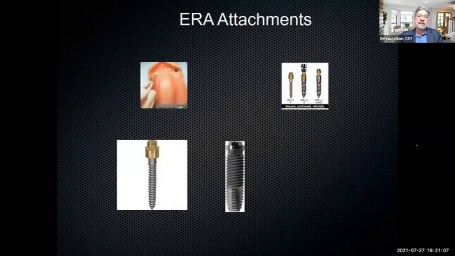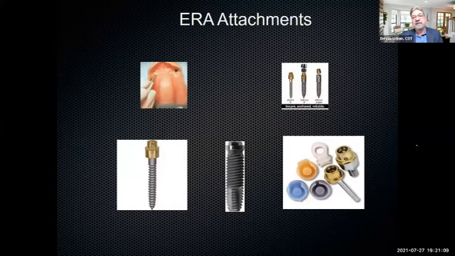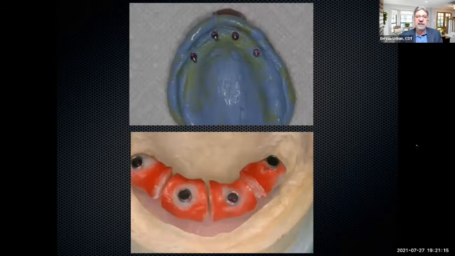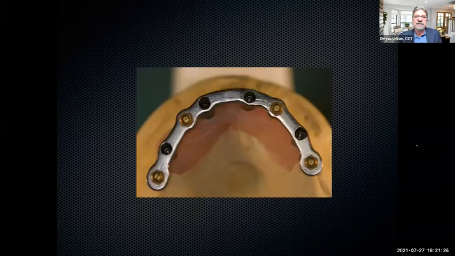Another popular attachment out on the market, it's been out for many, many years, and we still use them quite a bit, is the ERA attachments. They really work out well for overdenture cases. This particular case is showing some of the protocol here. We had a final impression taken with the impression analogs, and poured a soft tissue model. We had a verification index and we had a bar made. And we were able to screw those 2mm threads into the bar for those ERA attachments.